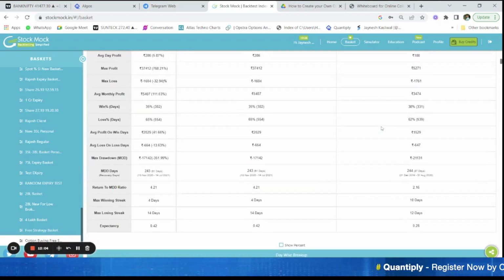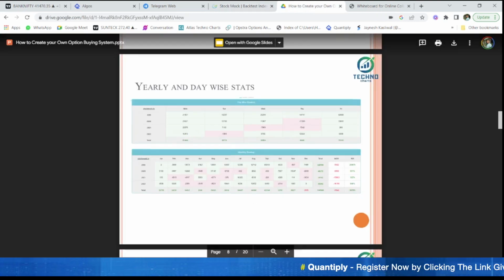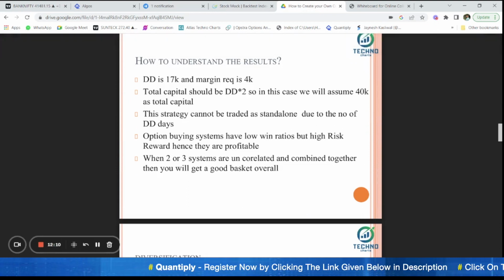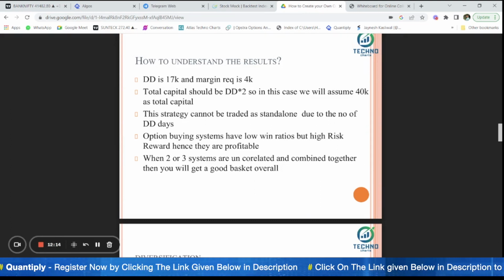Now after that, we design a different system. How do we understand the results? Now DD is 17k and margin required is 4k, so total capital would be DD into 2. So in that case we will assume 40k as the total capital. This strategy cannot be traded as a standalone due to the high number of DD days, so you cannot trade the strategy as a standalone.